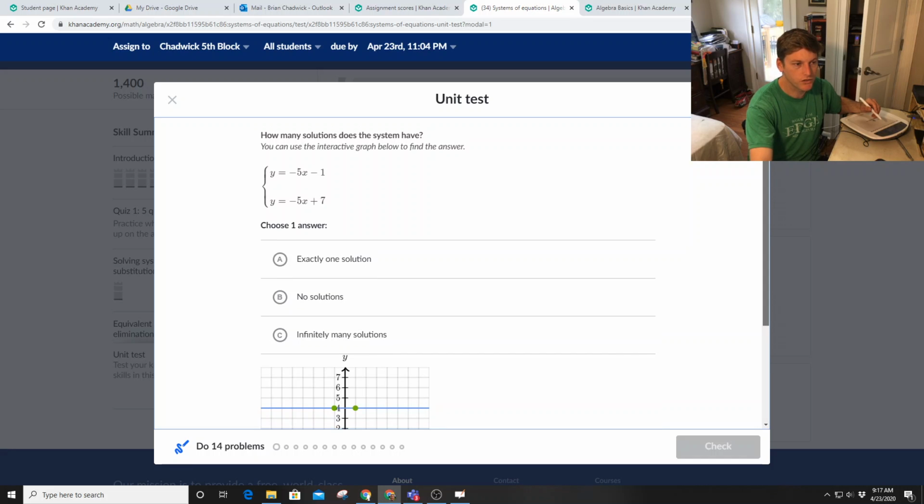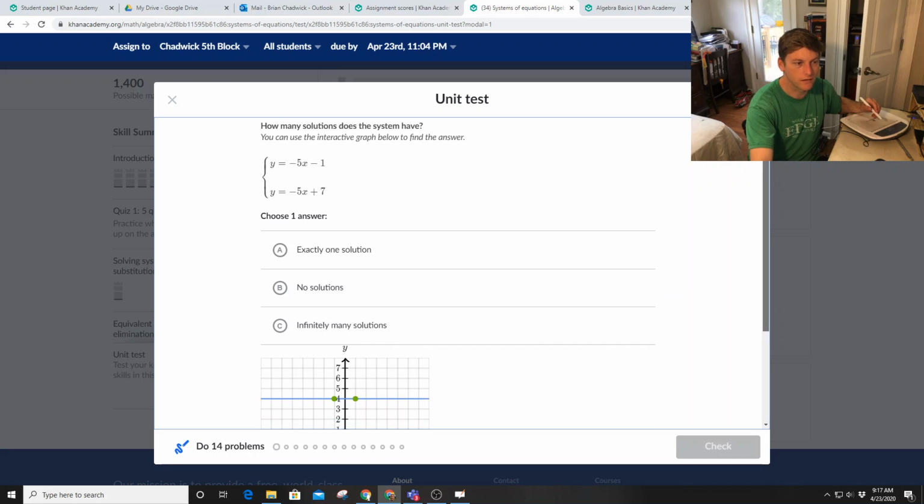But first question is, it says, how many solutions does the system have? So again, it either has one solution, has zero solutions, or it has infinite amount of solutions, right? So we're in the form y equals negative 5x minus 1, and that's one equation. And the second equation is y equals negative 5x plus 7. So these are not the same equations. I know that seems odd, but sometimes you'll see the same equation and you just have to simplify it down or have it solved for y or x or just y, and that way you can see it.